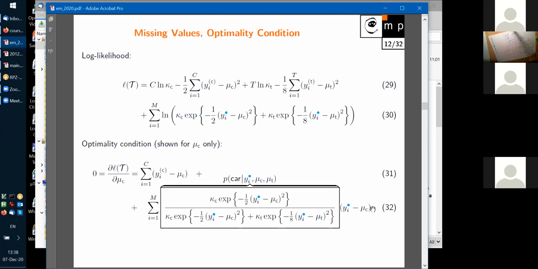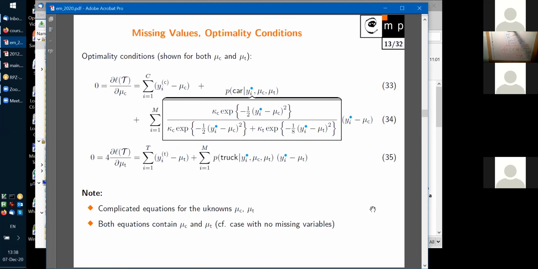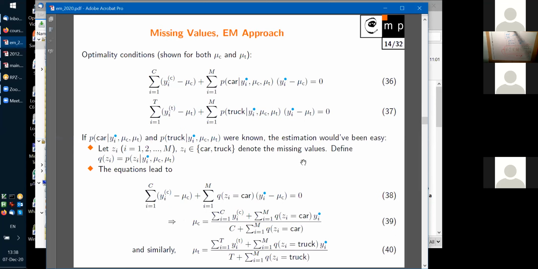And of course, the question is, are we improving the solution? What guarantees do we have? For mu T, it will be exactly the same thing. There will be some P truck for the current estimates. This will be seen as constant. This will be seen as the mu T variable, and we will start running.